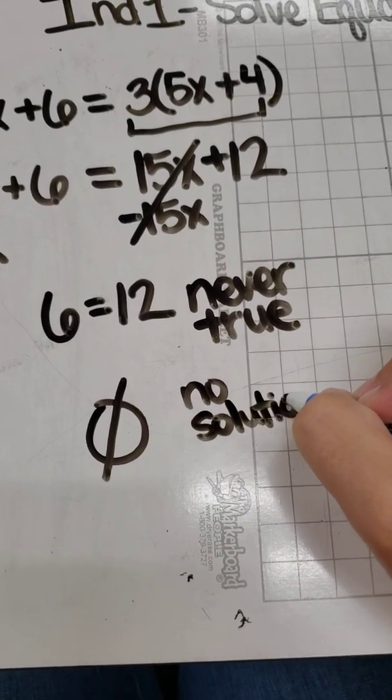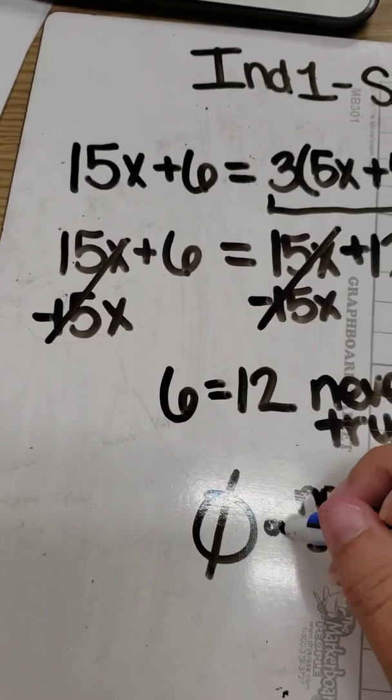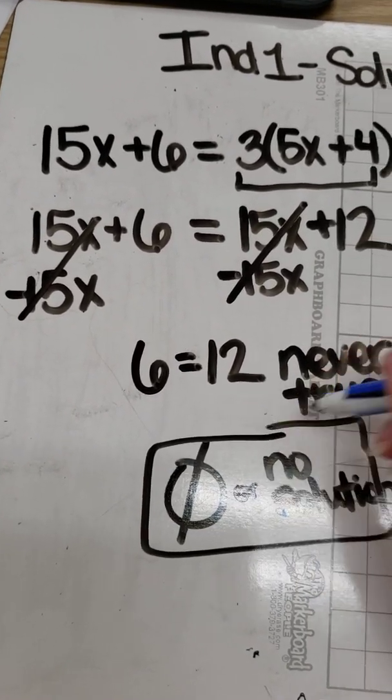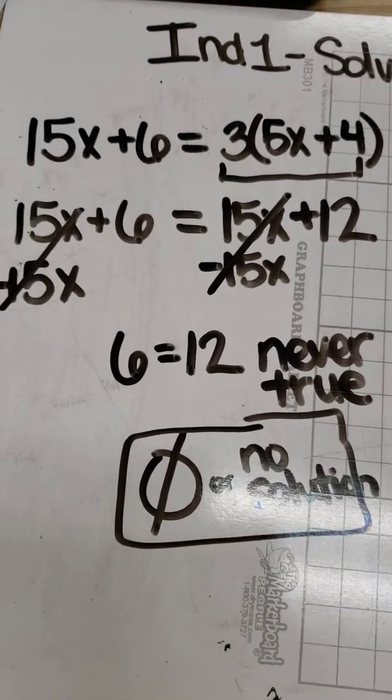I actually don't care if you answer with a no solution symbol or actually write out no solution. Either way will be acceptable for me, except do a better job there as far as boxing in your answer.